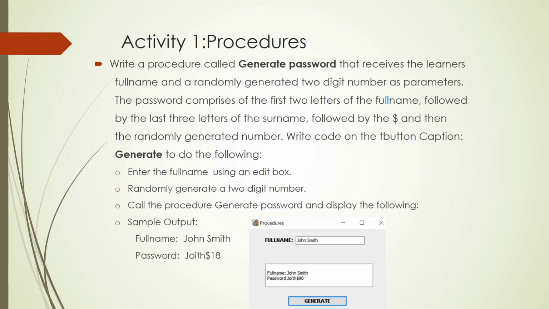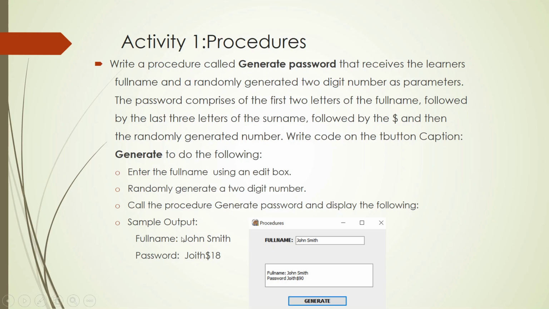You must write code on the button Generate to do the following. Enter the full name using an edit box. Randomly generate a 2-digit number. Call the procedure Generate Password and display the following: the full name and the password.